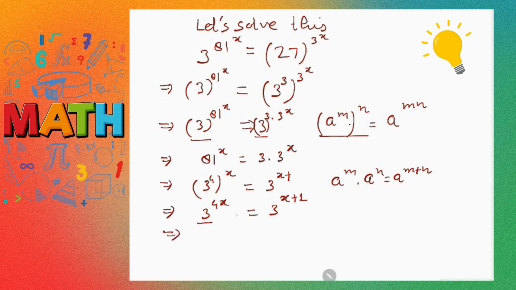Now again bases equal, so powers will be equal, so 4x is equal to x plus 1. Now transfer it this side. So 4x minus x is equal to 3x is equal to 1. So x is equal to 1 by 3. So this is the value of the x.